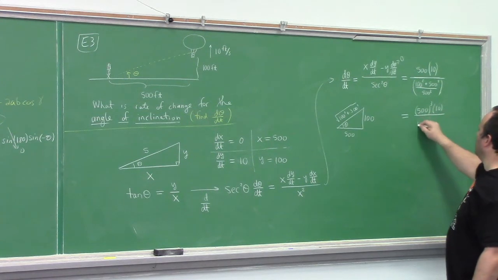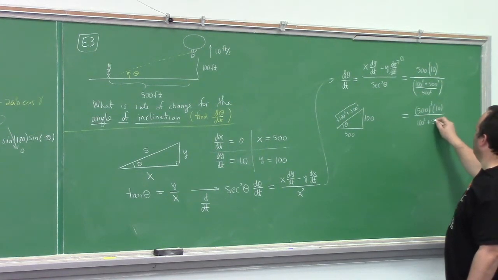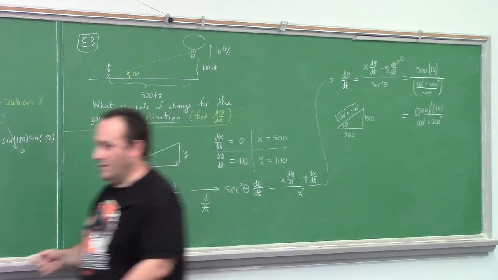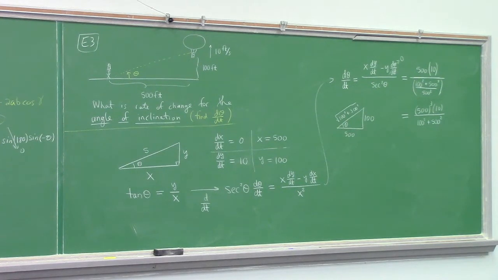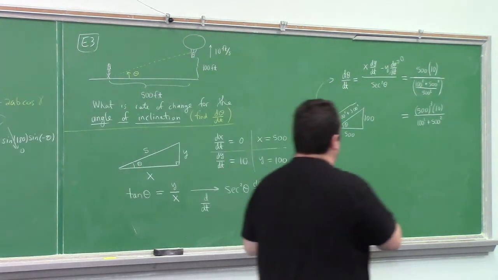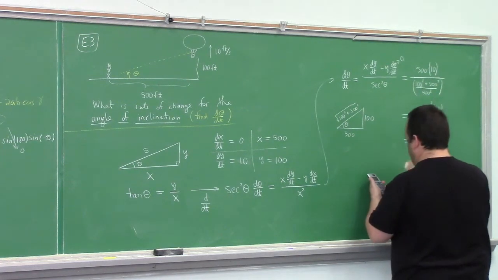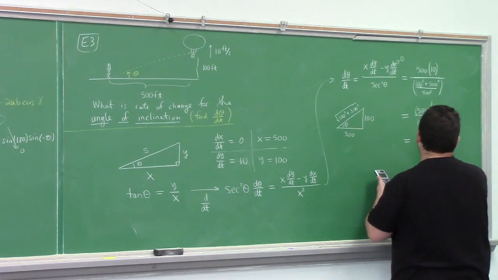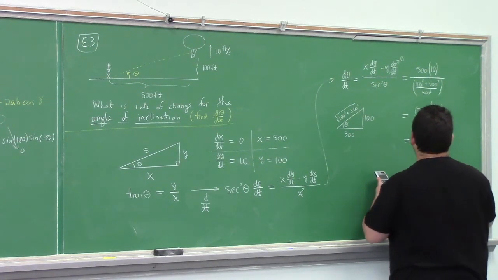You know, 100 squared plus 500 squared. And I'm going to resist the strong temptation I have to work that out without a calculator and just get my calculator. I mean, you could do that without a calculator if you really wanted to. What'd you get? 4807? Yes. 0.69? Hmm.